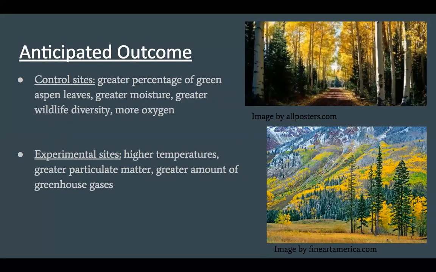My anticipated outcome for this study: for the control sites, I expect there to be a greater percentage of green aspen leaves. There should be greater moisture, greater wildlife diversity, plus more oxygen. And for the experimental sites, I expect there to be higher temperatures, greater particulate matter, as well as a greater amount of greenhouse gases.